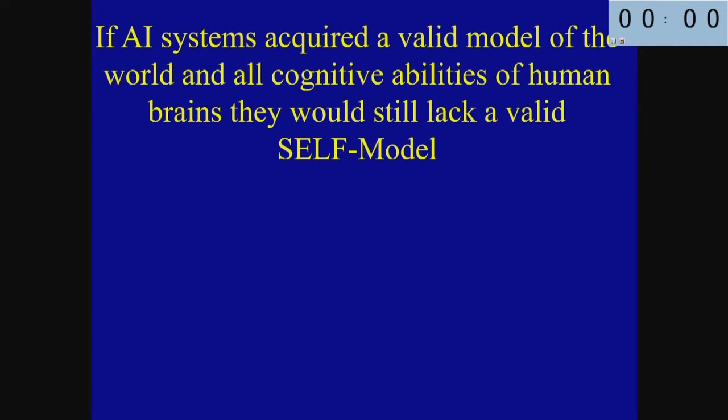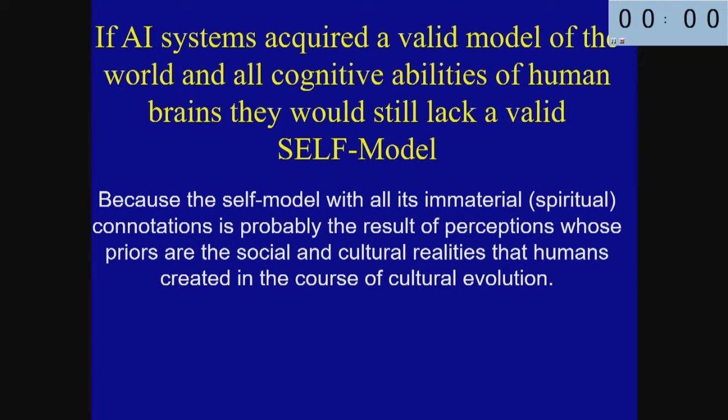Even if the optimistic prognosis would hold that we were able to implement a realistic model of the world and all the cognitive abilities of human brains into these artificial systems, I think they would still lack a valid self-model. And this has severe consequences because the self-model, with all its immaterial and spiritual dimensions that we experience as humans, I think is the consequence of perceptions that we humans have, perceptions that are shaped by the priors that we take not from the material world around us, but take from the social and the cultural realities that we have created as humans during the course of cultural evolution.